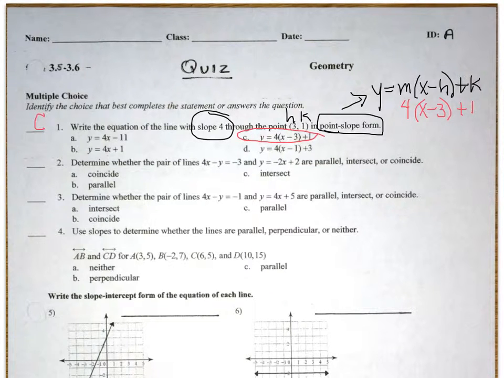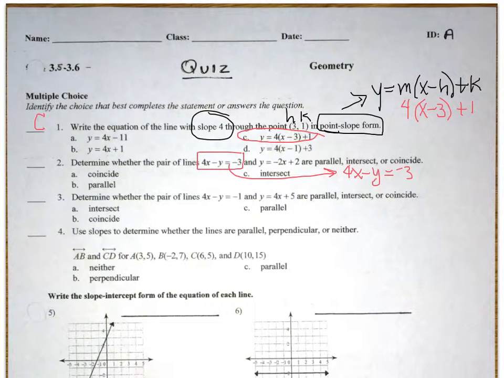And problem number 2 says determine whether the pair of lines are parallel, intersecting, coincide. Parallel have the same slope. Intersecting, they have different slopes, could be different y-intercepts. And coincide is same slopes, same y-intercepts. So what you need to do is use the equation that is given and then solve for y. So the equation is 4x minus y equals negative 3.